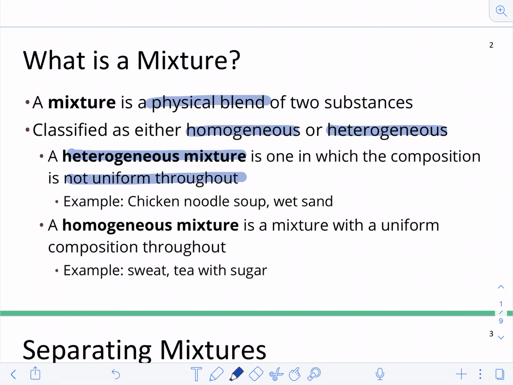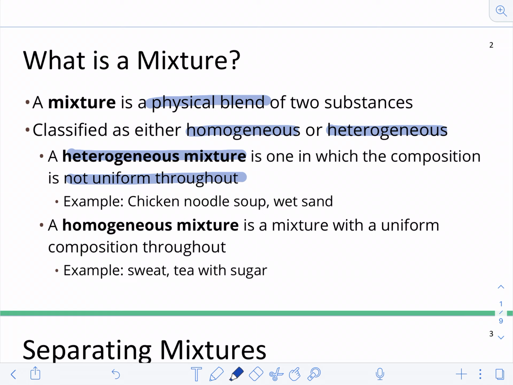And then wet sand would also be a good example. With wet sand, the water is obviously going to sink to the bottom, but the top part is still wet, though it doesn't necessarily have as much water as the bottom portion.